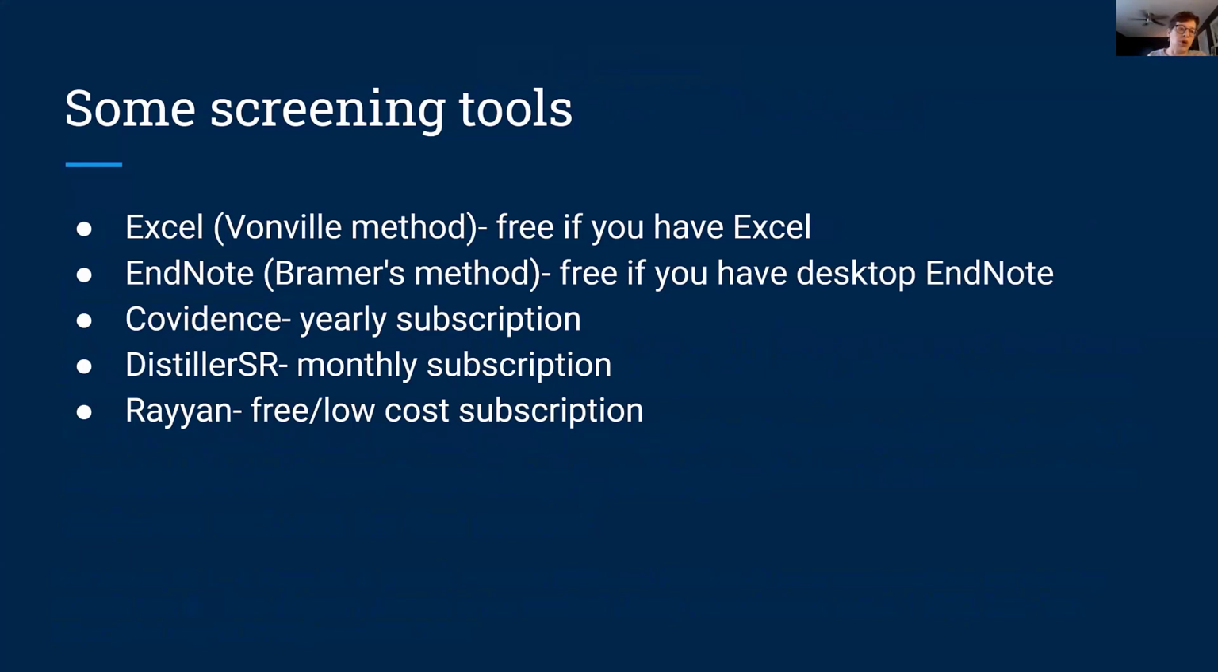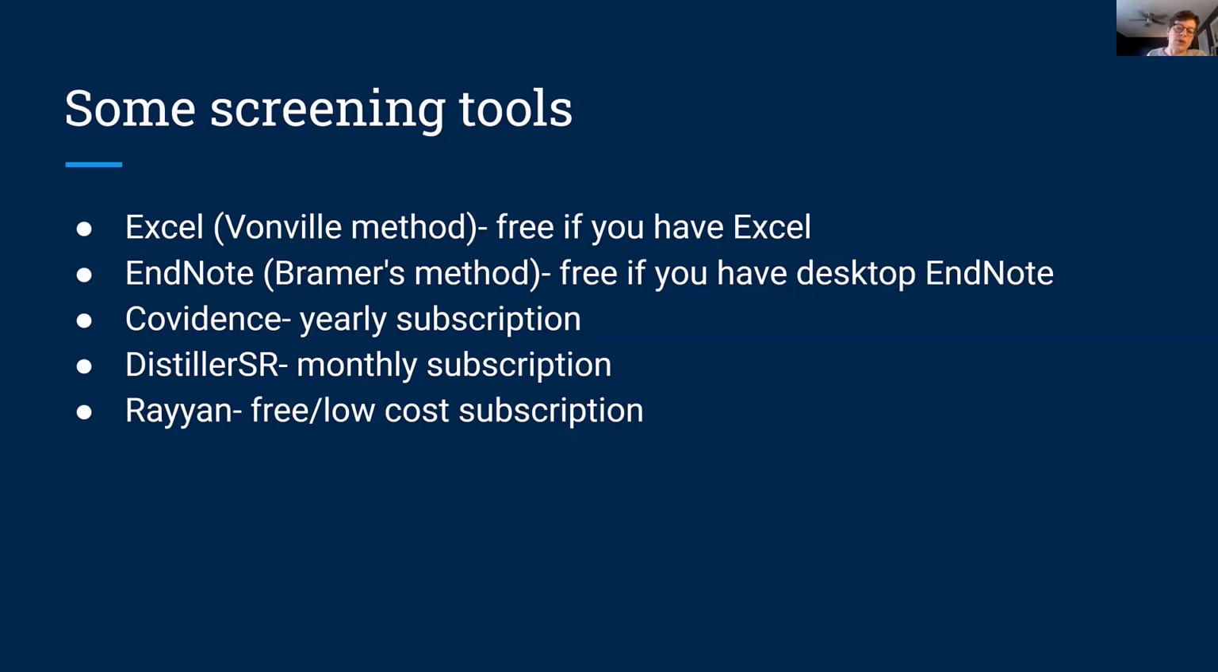Otherwise, there's some software or platforms you can subscribe to. So Covidence is one that is fairly expensive. We do not have a subscription here at the University of Michigan Flint. Ann Arbor does, but I believe Michigan Medicine pays for it. So that's why we don't have access to it. But if your department or if you individually want to get a yearly subscription, you can.